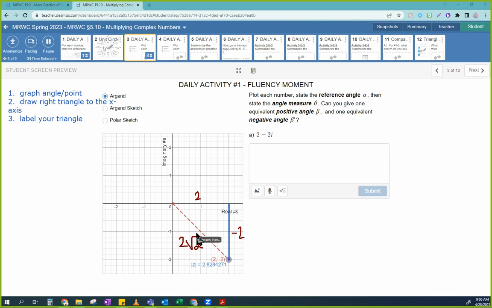You're going to find all kinds of information when you label your triangle. You guys told me, which I forgot to write, that this is pi over 4. This little pi over 4 in the triangle is called your reference angle. So the reference angle lives in your triangle. Always. Always lives in your triangle.